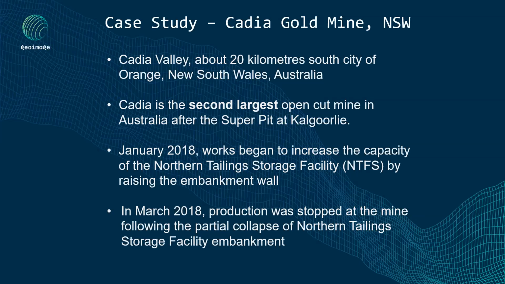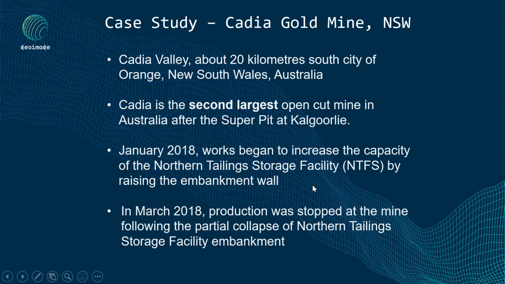The gold mine is located just outside of Orange in New South Wales, and is the operator of the second largest open cut mine in Australia. It has two large tailings storage facilities, a northern and a southern facility. In January 2018, works began to increase the capacity of the embankment of the northern tailings storage facility by raising the embankment wall. In March 2018, they stopped production because they had a partial collapse of this embankment.